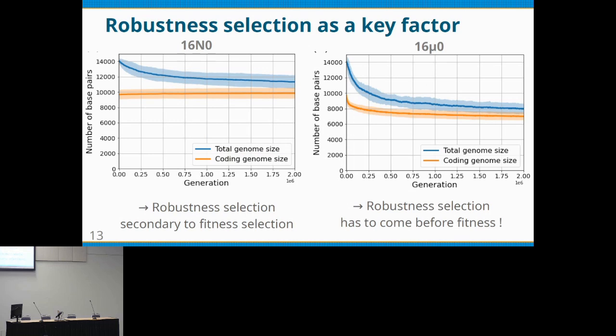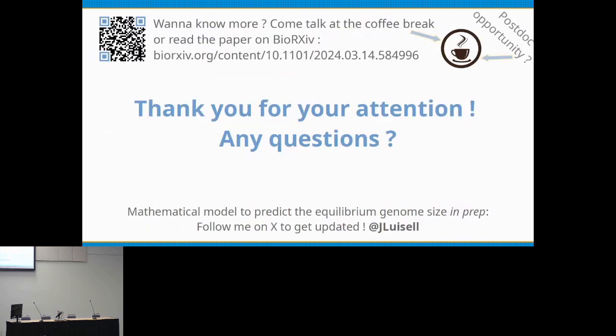So both types of genome structure can be explained by robustness selection. It just depends on the relation between robustness selection and fitness selection. If you want to know more about that, there is a preprint which is already available on bioRxiv, and we are also developing a mathematical model to explain these results more thoroughly. And thank you for your attention.